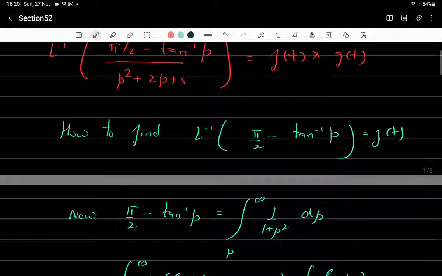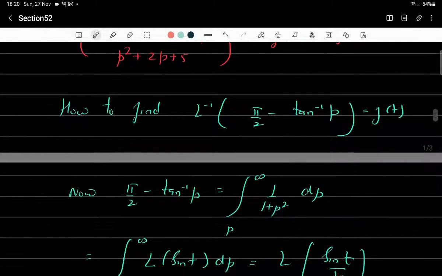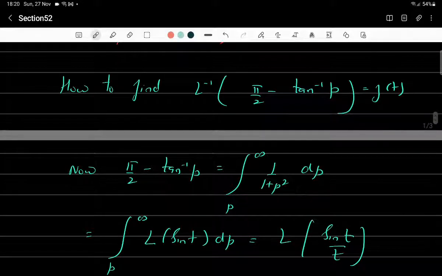Now recall the theorem for Laplace of f of x by x. So this would become Laplace of sin t by t. Very interesting question. It can be asked independently also: find Laplace inverse of pi by 2 minus tan inverse p, which comes out to be Laplace of sin t by t. It means Laplace inverse of pi by 2 minus tan inverse p is sin t by t.